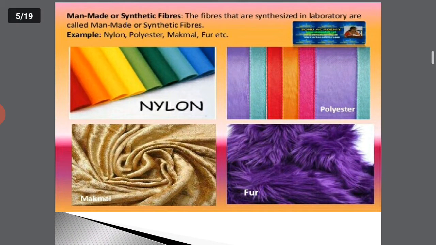The second type of fiber is man-made or synthetic fiber. The fibers that are synthesized in laboratory are called man-made or synthetic fiber. Examples are nylon, polyester, makmal, fur, as well as rayon. Nylon, polyester, makmal you can see, and fur. They are types of man-made or synthetic fiber.